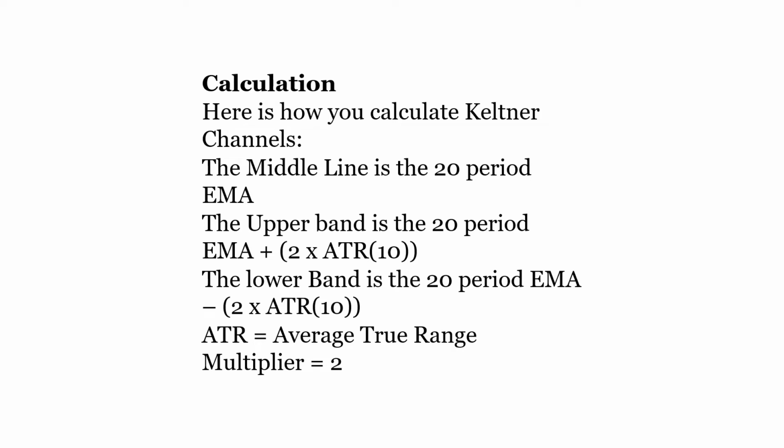Here is how you calculate the Keltner channel. The middle line is the 20-period exponential moving average, and the upper band is the 20-period exponential moving average plus 2 times the average true range in a 10-period. And the lower band is the 20-period exponential moving average minus 2 times the average true range in 10 periods.